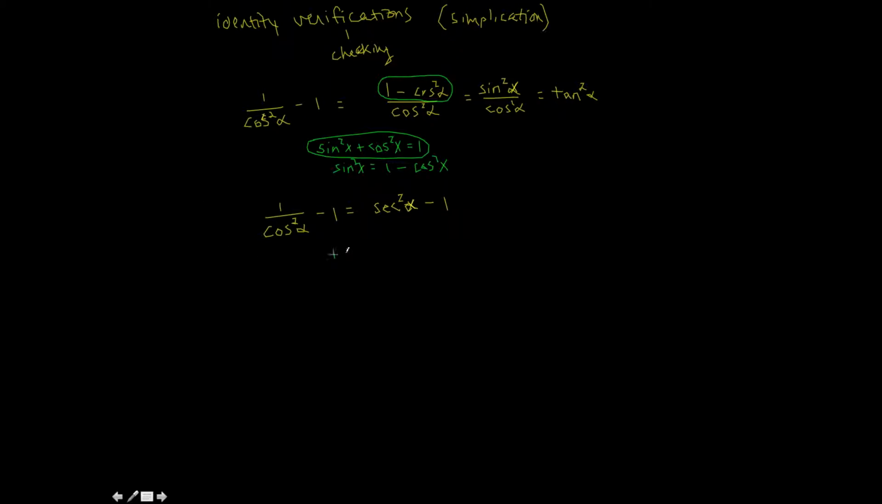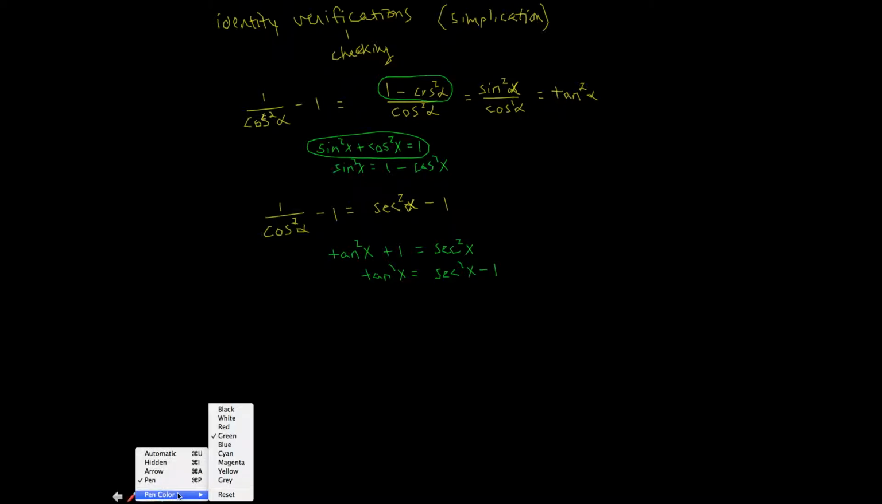There is one that relates tangent and secant, and it says that tangent squared x plus 1 equals secant squared x. That's another Pythagorean identity. Okay? So, notice what they did. If you subtract 1 from both sides of this, you get tangent squared x equals secant squared x minus 1.